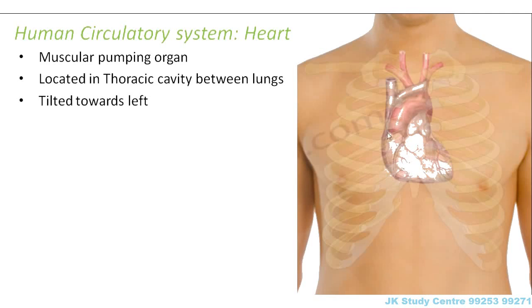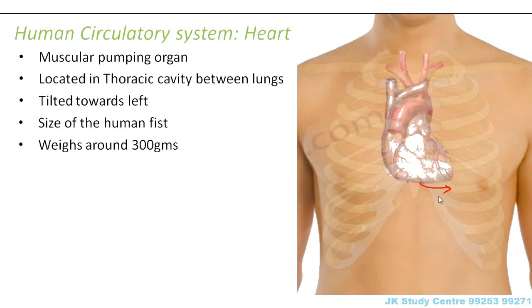If you look here, you can see that the bottom of the heart is slightly tilted towards this side. The size of the heart is approximately the size of a human fist. So if you make a punch with your hand, you can get an idea about the size of the human heart. Weight of the heart is around 300 grams. You can get an idea about how much 300 grams is. The heart beats around 100,000 times a day, which is too much, right?